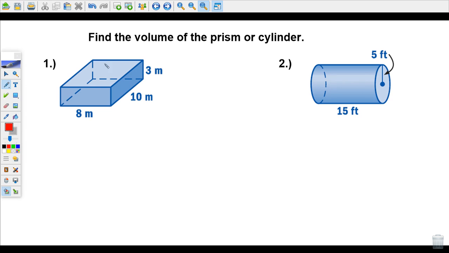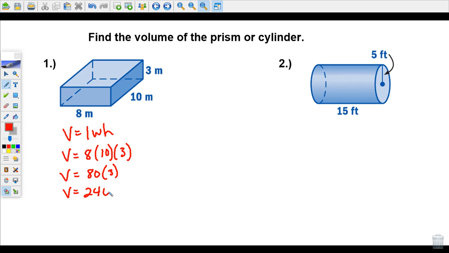Let's look at some. So volume of this prism, copy down the formula first. Volume equals length times width times height. And then we substitute. The length is 8. The width is 10. The height is 3. And now we multiply. You can really multiply these three numbers in any order that you want. I'm just going to go left to right. 8 times 10 is 80. And then 80 times 3 is 240.